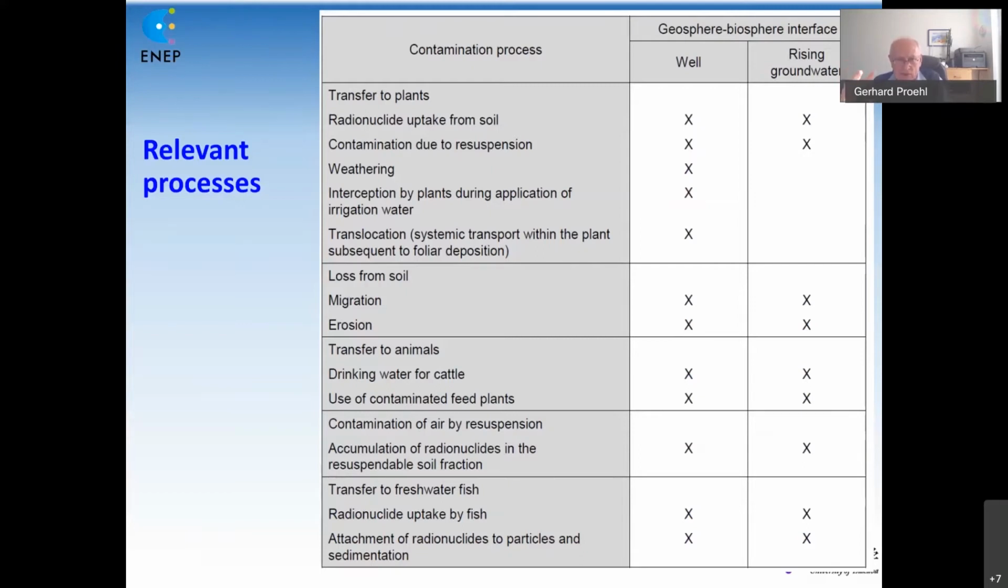And here you see a compilation of processes, and these processes get a tick if they are relevant for the well scenario or for the rising groundwater scenario. Most processes are relevant in both cases. However, weathering, interception by plants, irrigation water or translocation are not relevant for the rising groundwater scenario, because then this irrigation part doesn't play a role.